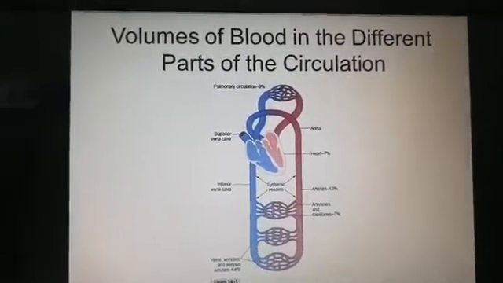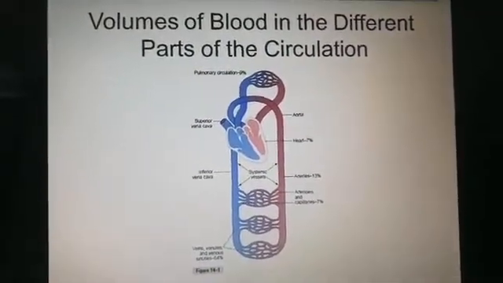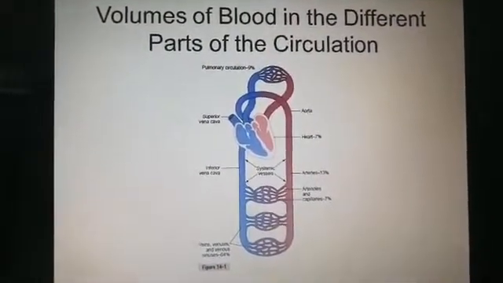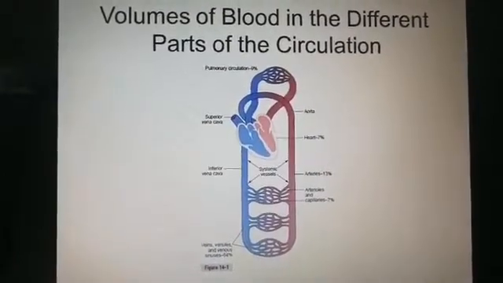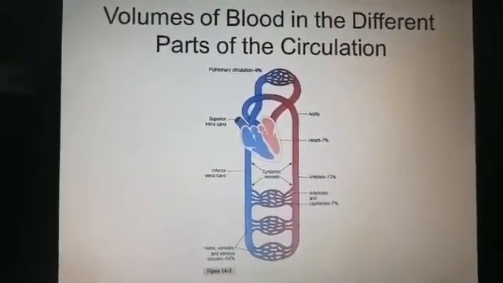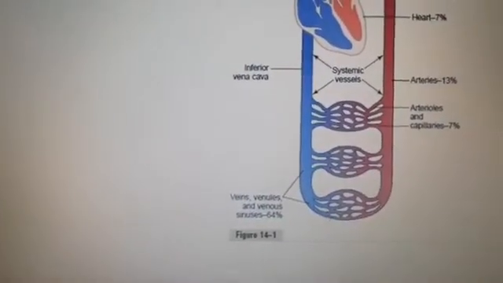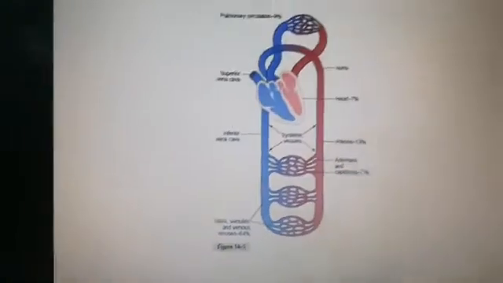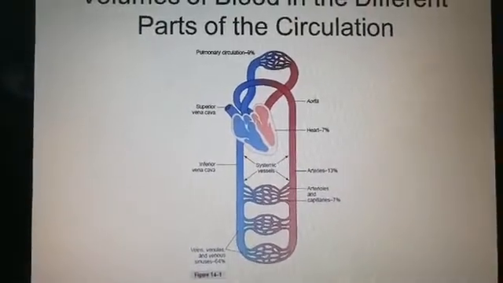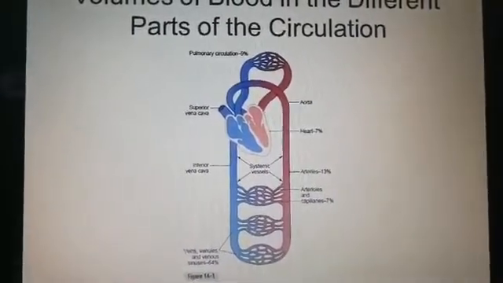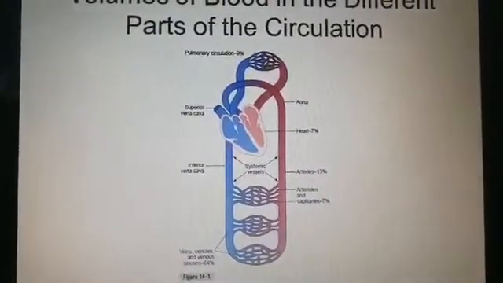Volumes of blood in different parts of the circulation. The major share of the blood is in the veins, venules, and venous system. This is the diagram from Guyton. 9% is in pulmonary circulation, 7% in the heart.